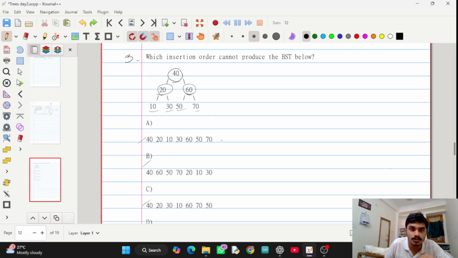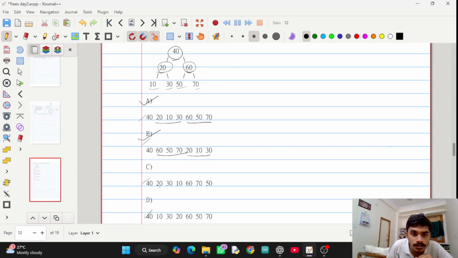Now let's consider the first option. Is 20 before 10 and 30? Yes, this is correct. Here 60 before 50, and we have to check here also. 60 before 50 and 70, yes, it is also correct. 60 before 50 and 70, yes. 20 before 10 and 30, yes, so this is also correct. 20 before 30 and 10, yes, of course.